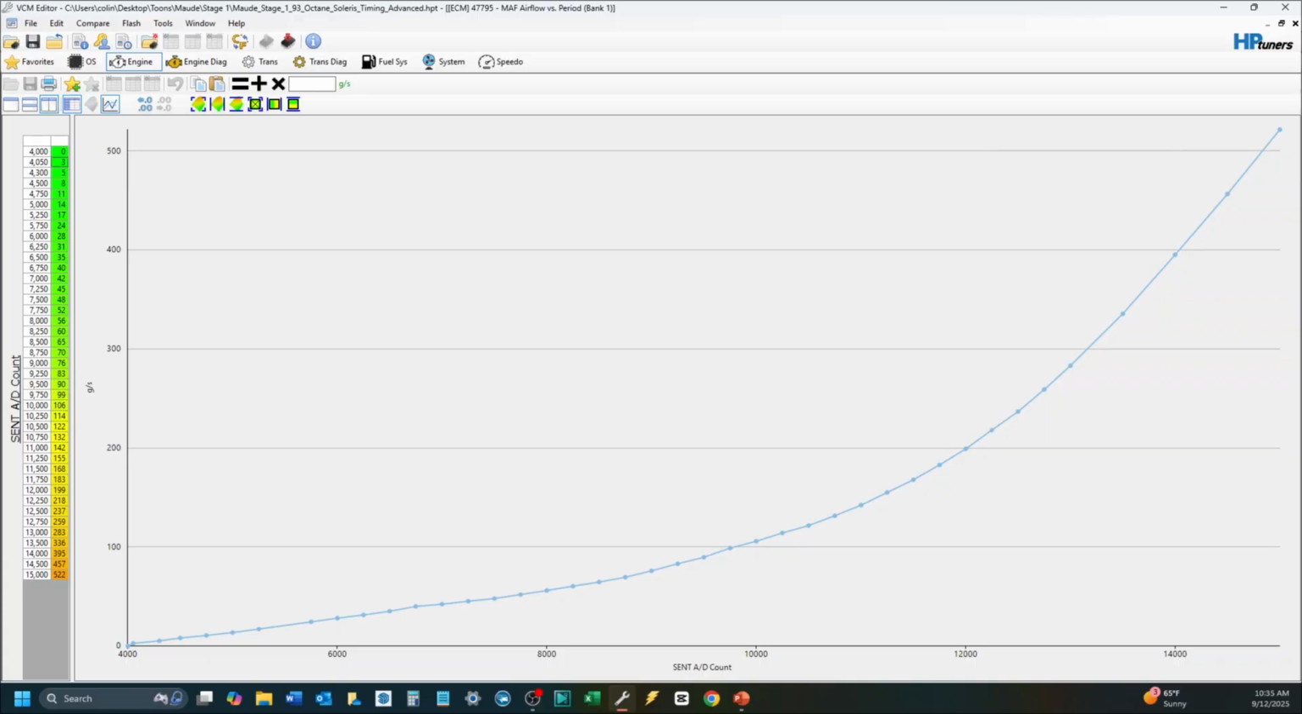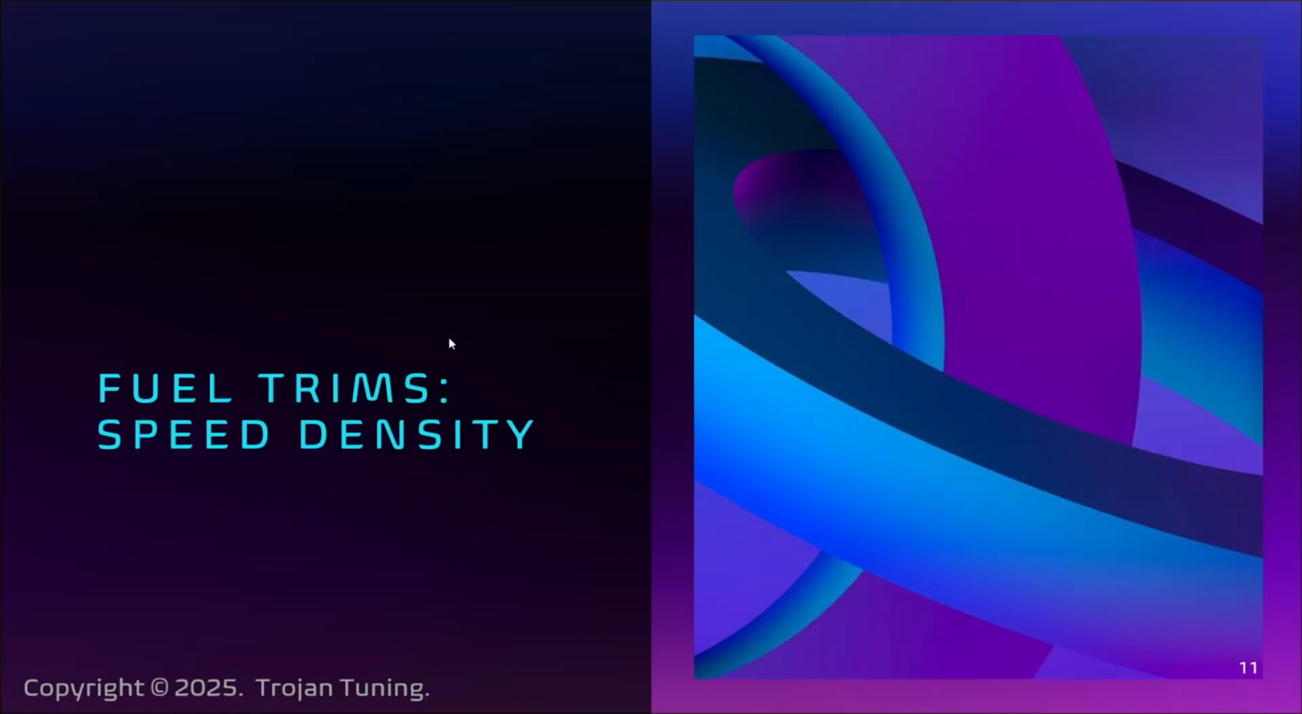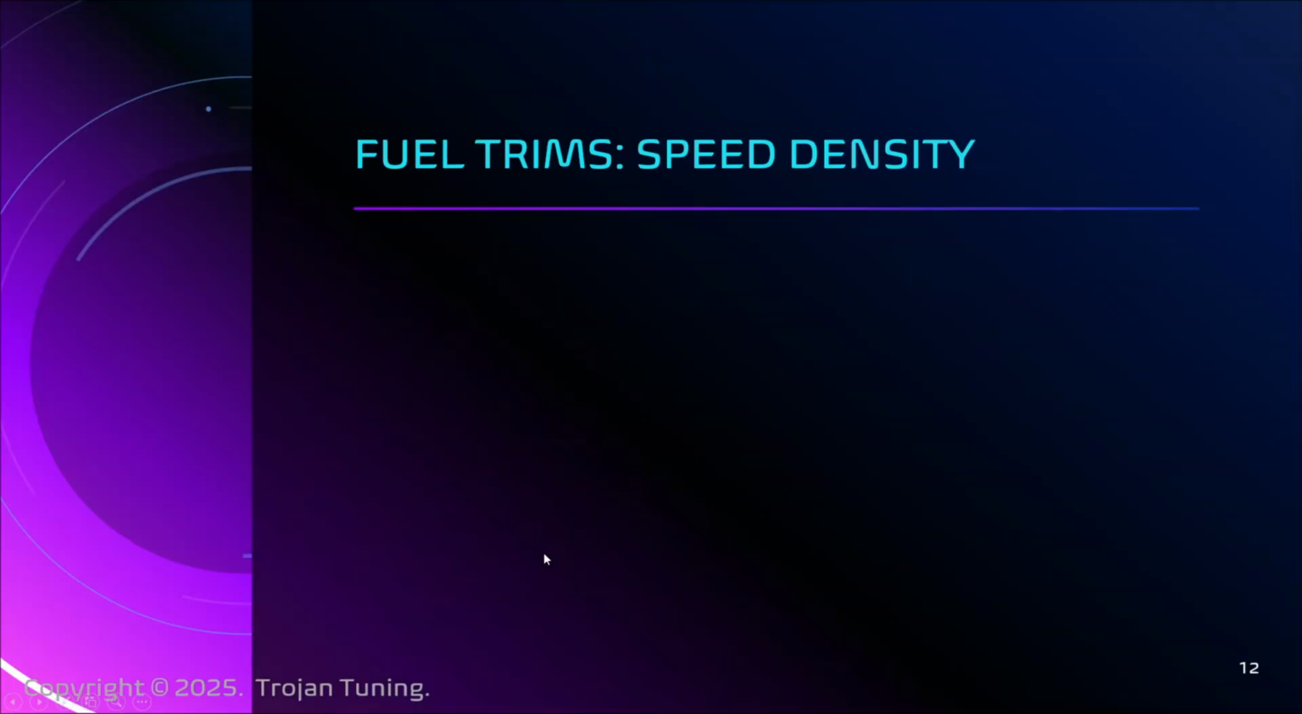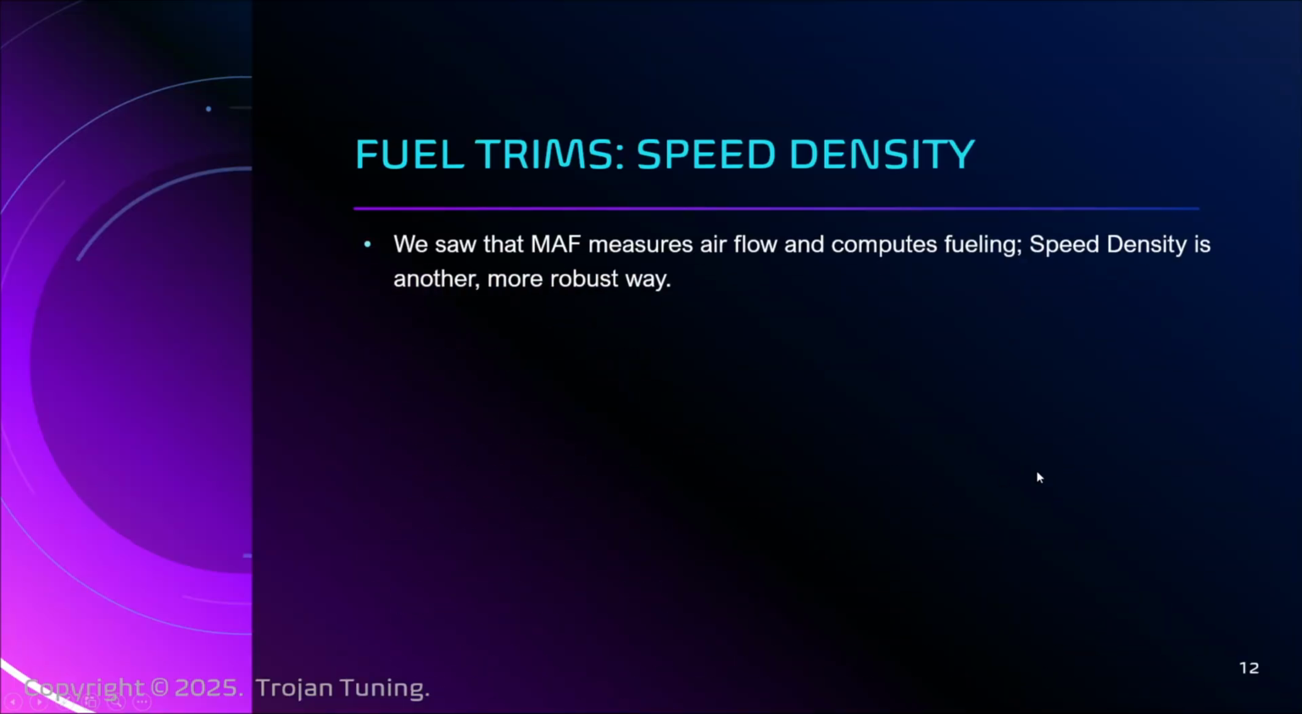So that is one trims model, right? We manage and monitor our trims against the MAF sensor. The other option is speed density. We're going to talk a lot about this, but this is the intro portion.